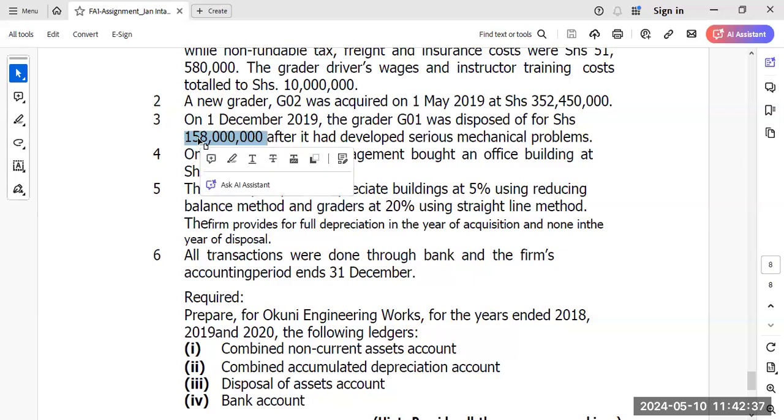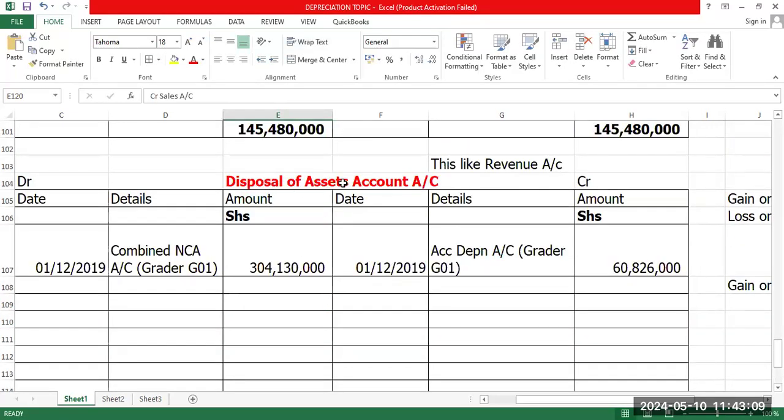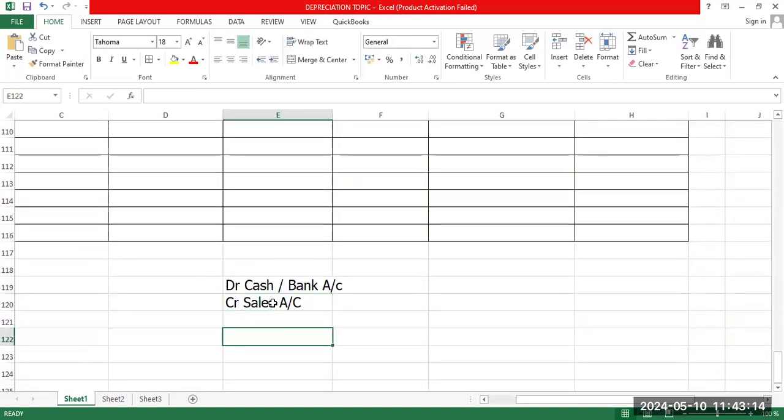So ask yourself, here it's like you're selling this asset. And when you make a sale, the corresponding accounts we open are, we debit either cash or bank, depending on the mode of payment. Then we credit sales account. And for our particular case, sales account is disposal account, the disposal of assets account. So we are crediting it.